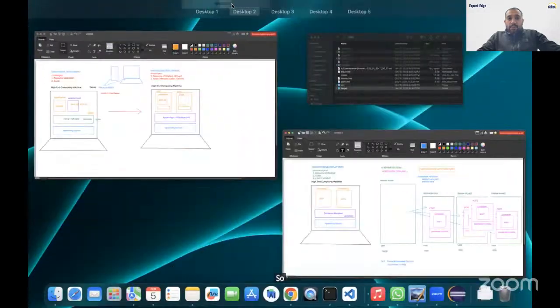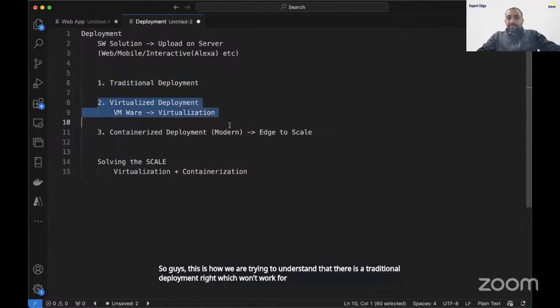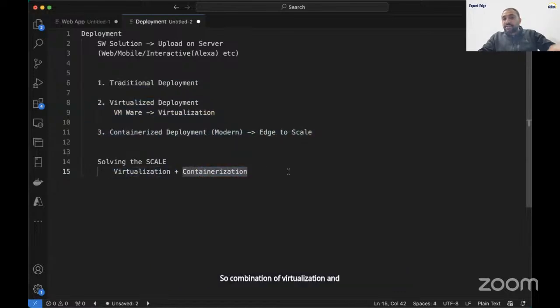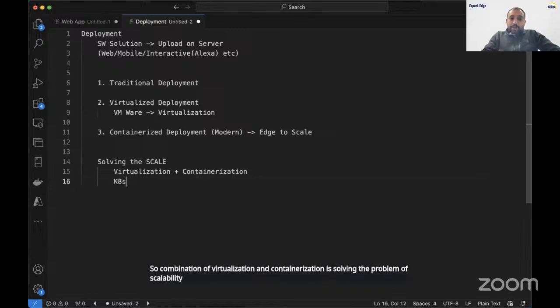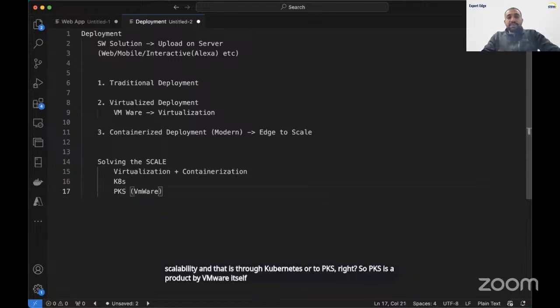So guys, this is how we are trying to understand that there is a traditional deployment, right, which won't work for us nowadays. There is a virtualized deployment, which is pretty much an outdated thing. Then we have a combination of both. So the combination of virtualization and containerization is solving the problem of scalability, and that is through Kubernetes or through PKS, right? So PKS is a product by VMware itself. So it's an enterprise product, and Kubernetes, of course, is ruling the world.